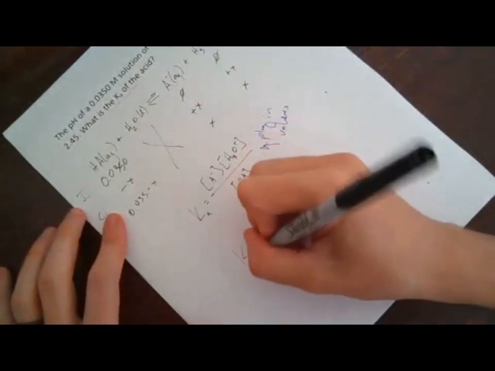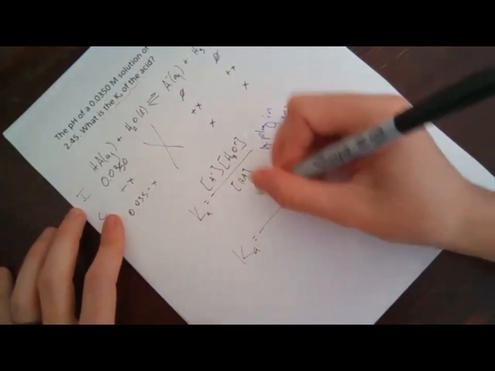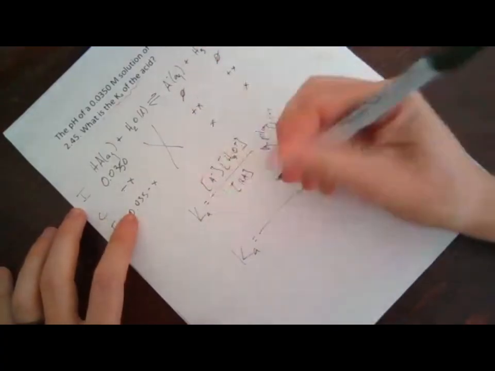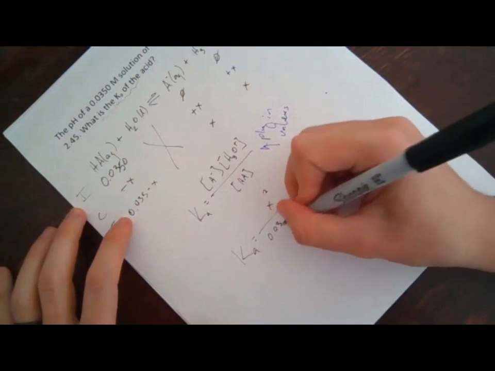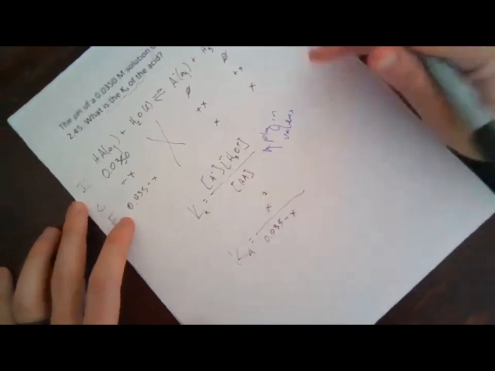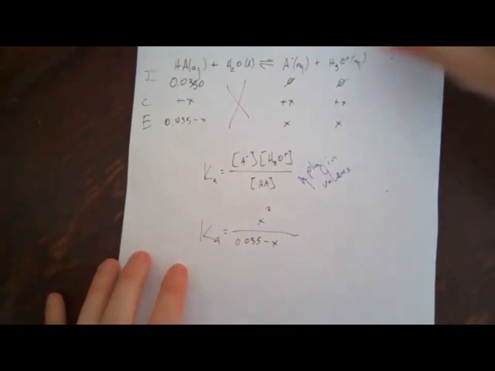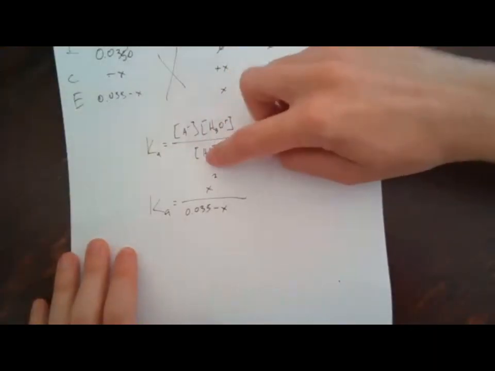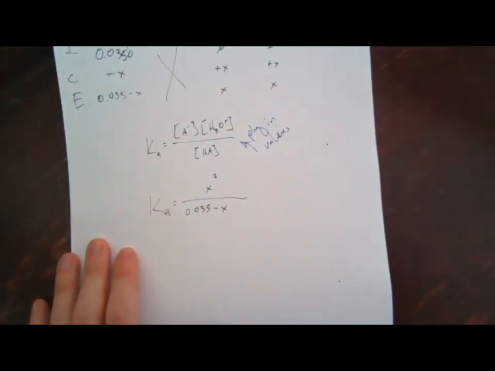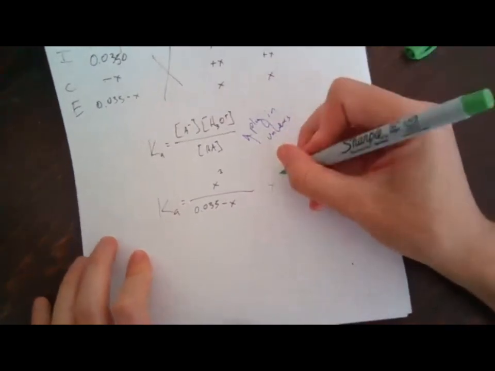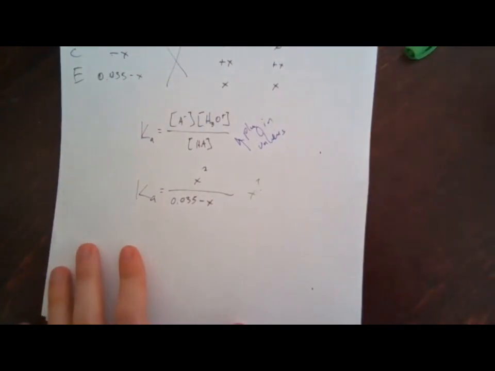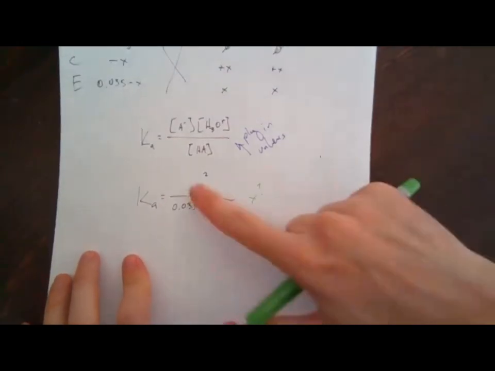0.035 minus x. So I can now write this out as Ka is equal to, I'm going to have the x's plug in there. So I'm expecting to see the x squared over 0.035 minus x. So if I plugged in values, I'd be done. Now all I need is, what is x equal to? If I had a value for x and I could plug in that value for x, I'd be done.